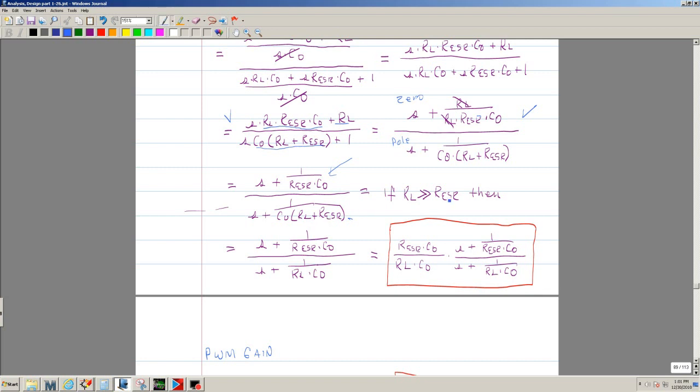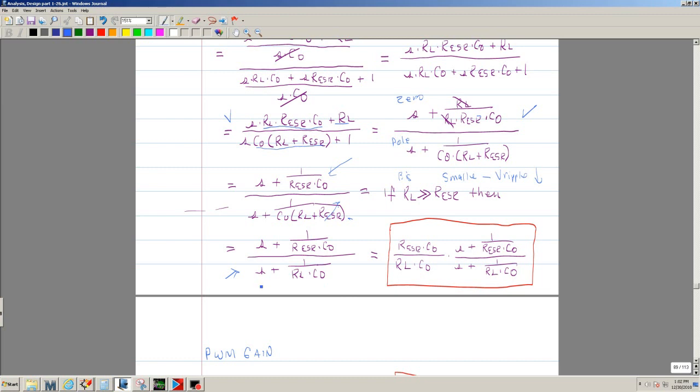However, ESR is typically much smaller, and RL is bigger typically. And you want R ESR small because that determines your voltage ripple. Okay, so you want this to be as small as possible. So if that's the case, then this goes to 0, or you can neglect it, so you end up with this equation. So this is the equation for the output filter.